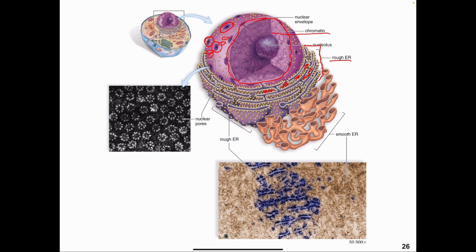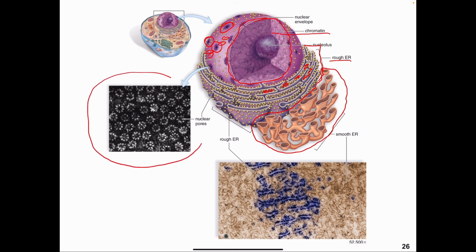right? The smooth endoplasmic reticulum does not have ribosomes attached to it. Therefore, it is not involved in protein synthesis. Notice that the nuclear envelope expands to the rough endoplasmic reticulum, which itself expands to the smooth endoplasmic reticulum, which shows you that this is an endomembrane, a network of membrane in the cell. I want you to remember that.